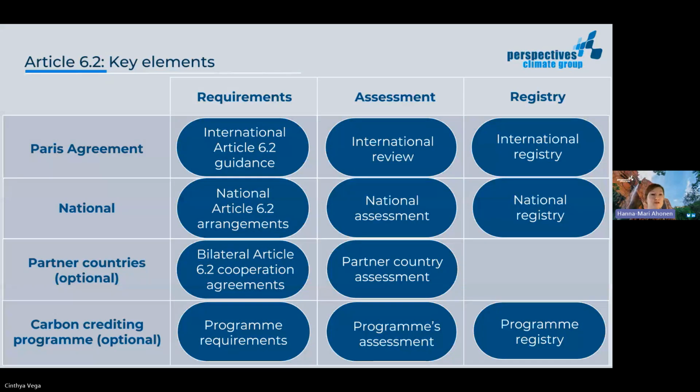So there's several levels in Article 6.2. But the important one is the national level. It needs to meet international requirements. And then it can make use of bilateral and programs or partnerships and existing carbon crediting programs. So multi-layer is the main point of this slide.